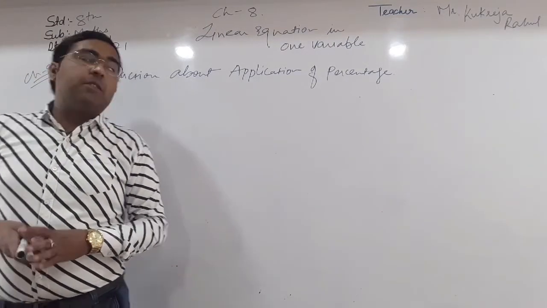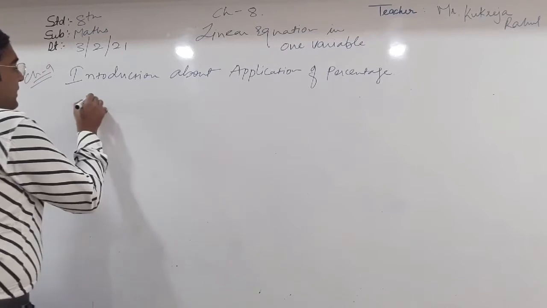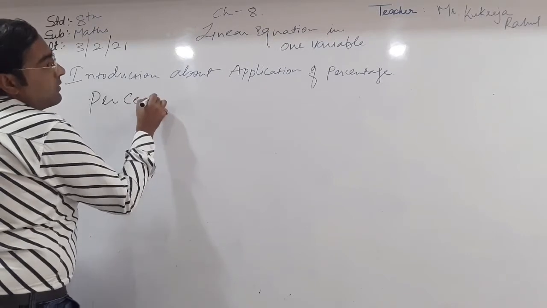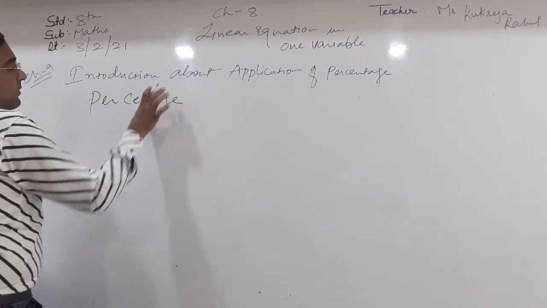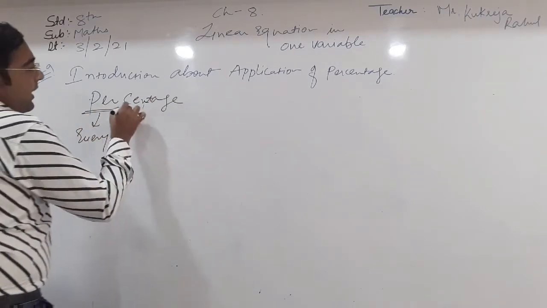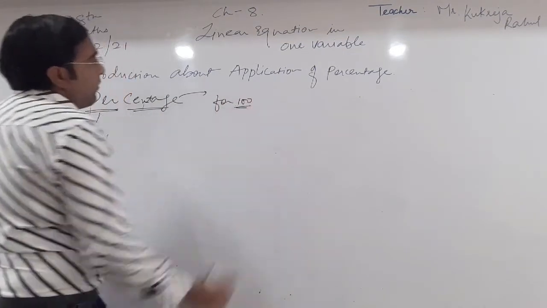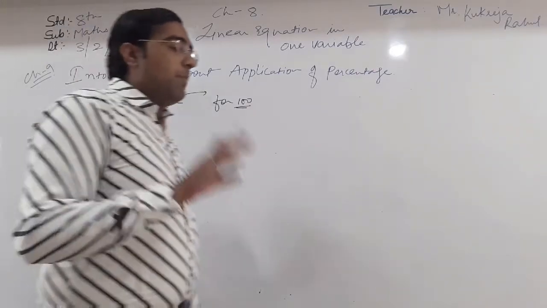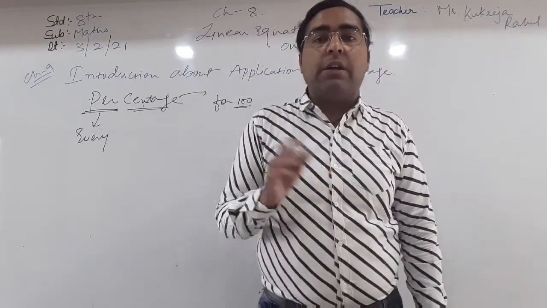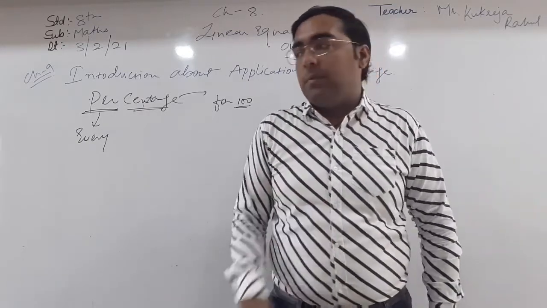What is the percentage? Percentage means per and centage. Per means for every, and centage means for 100. When we are comparing some things to every 100, then it is formed in percentage.